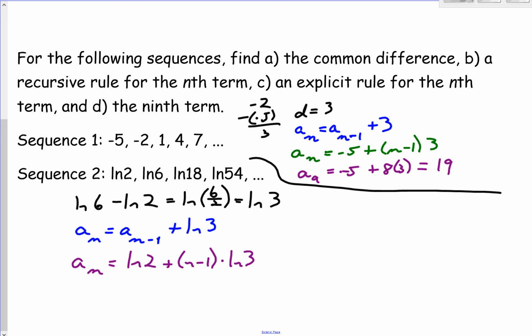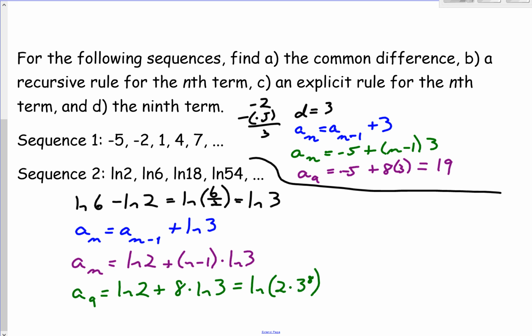And so then, if I wanted to find the ninth term, this would be the natural log of 2 plus 9 minus 1, which is 8, times the natural log of 3. And I could combine all of those into one logarithm, which would be the natural log of 2 times 3 to the 8th, and type it all in my calculator to find out what that is.